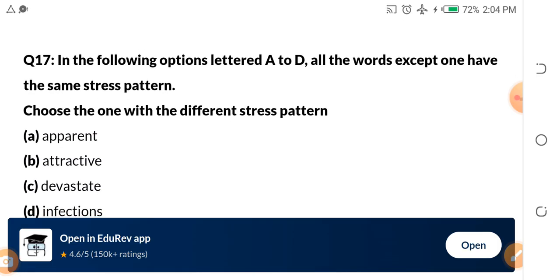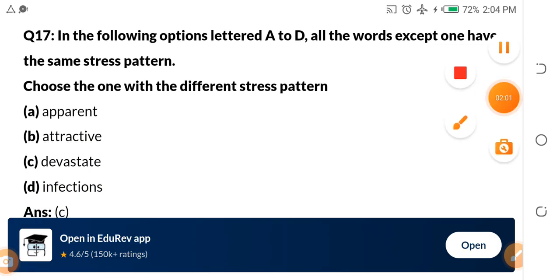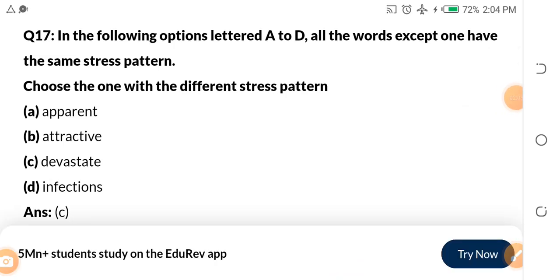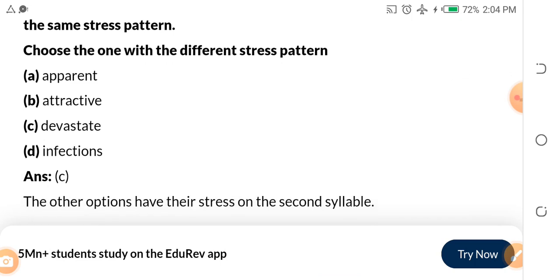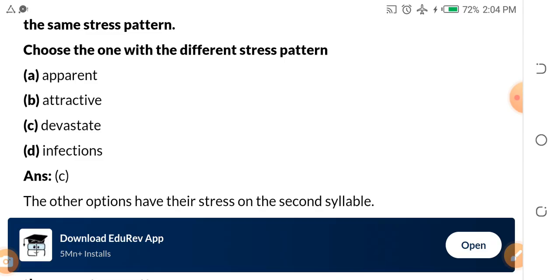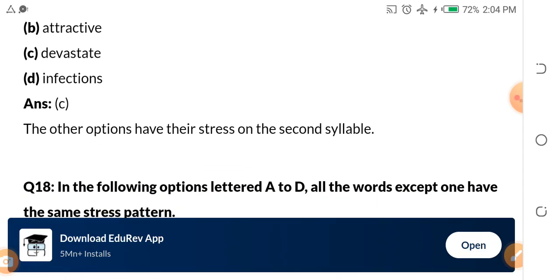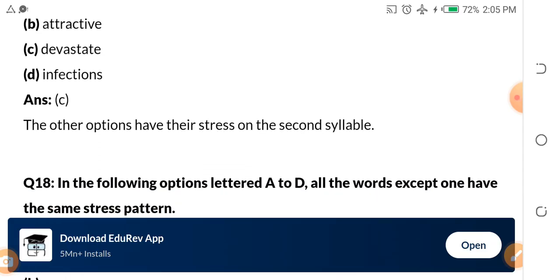Let's look at question number 17. Are you here? In the following options, letter A to D, all the words except one have the same stress pattern. Choose the one with a different stress pattern. A, apparent. B, attractive. C, devastate. D, infectious. The answer is C, devastate. The other options have the stress on the second syllable.